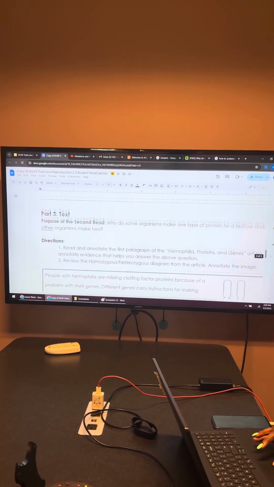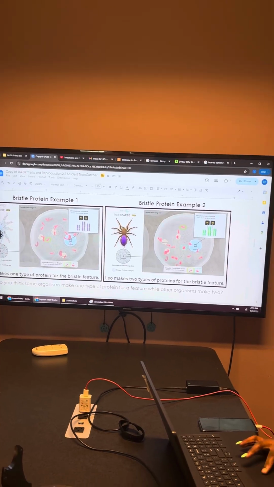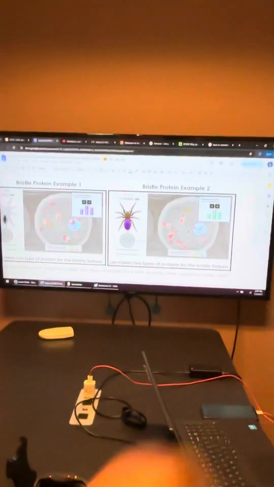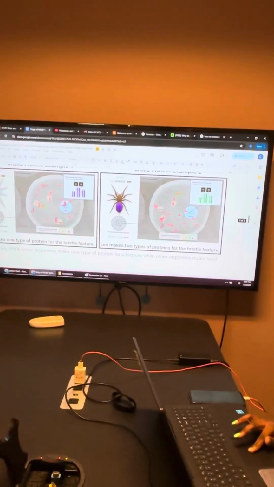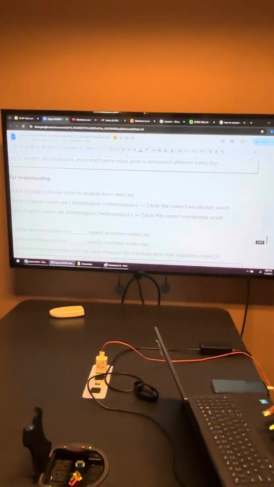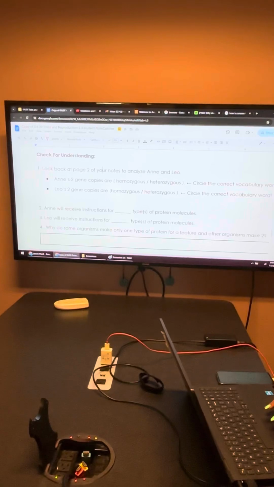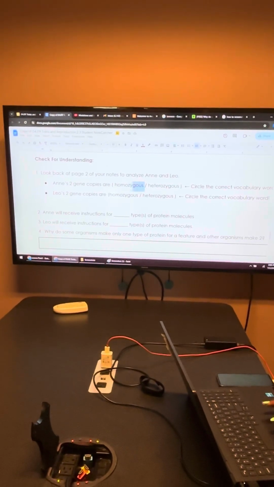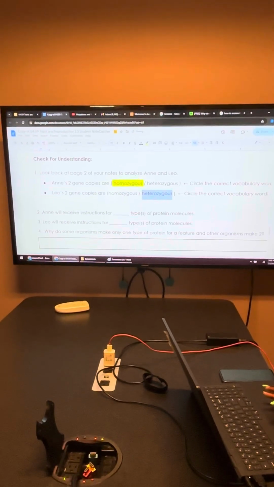Leo, gene copies. When I look at Leo's cells, I see R1, R2. Okay, thank you. So R1, R2, if they are different, they are heterozygous. Thank you. So Anne is homozygous and Leo is heterozygous.